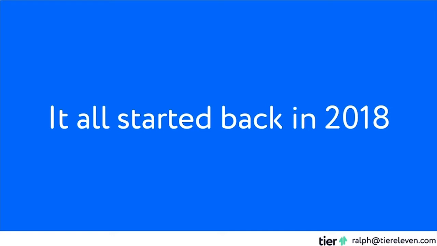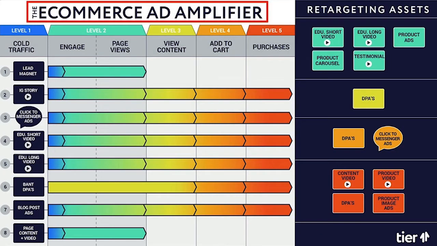Let's talk about customer acquisition amplification. And we can't really talk about that, not at least starting back in 2018. It all started back in 2018 when we realized that we had a system called the CaAMP ad amplifier that worked really well in separating out levels of traffic based upon depths of engagement on a customer's website.